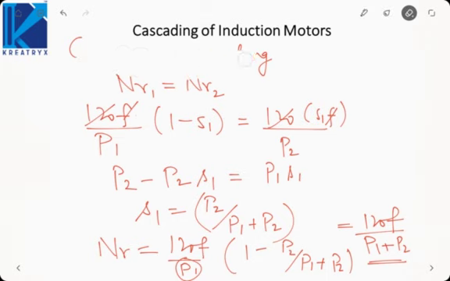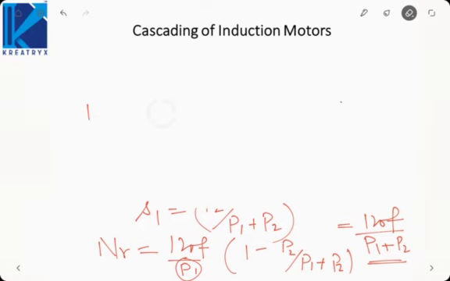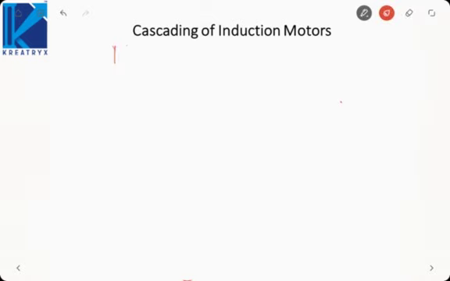What happens if we do differential cascading? Then the torques are opposite. So if one motor tries to rotate in the clockwise direction, the other will try to rotate in the anti-clockwise direction. So we will say that NR2 is equal to minus NR1. Actually the speed is the same for both the machines due to rotor coupling, but their natural tendency is to rotate in opposite directions, and we are forcing them to rotate in the same direction.